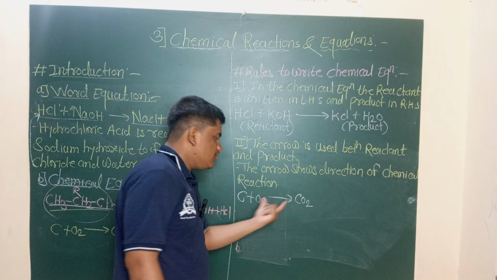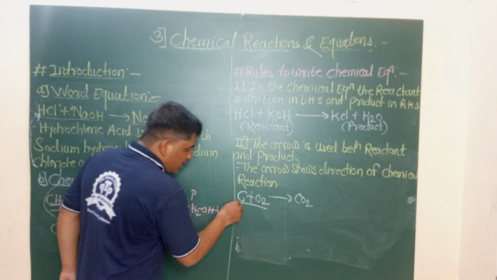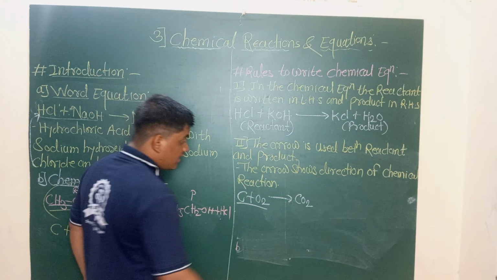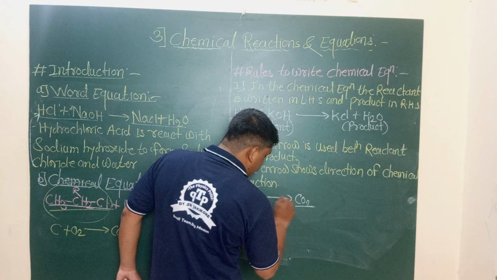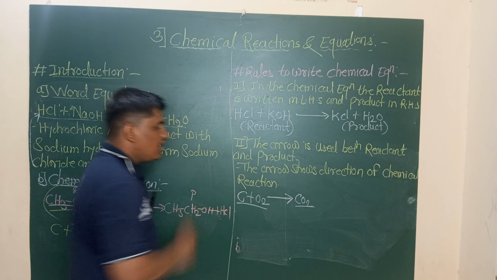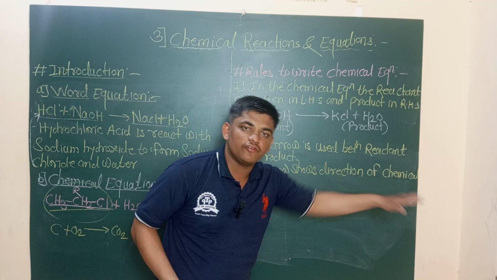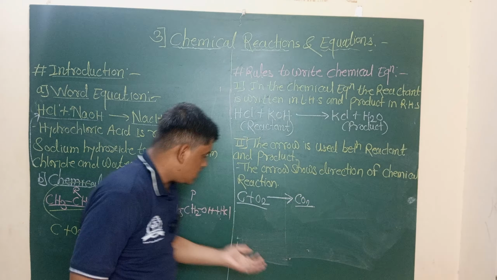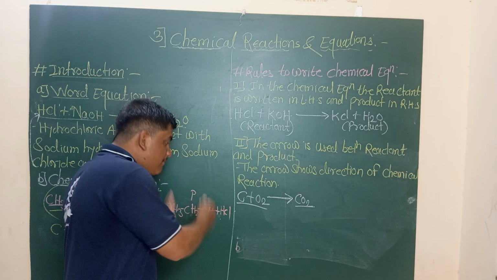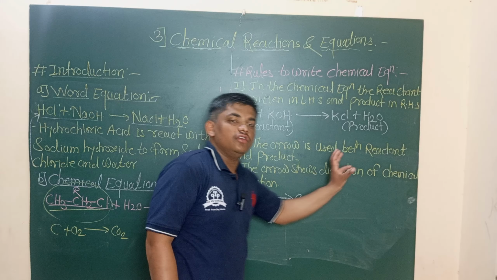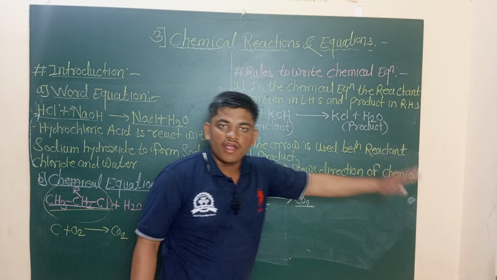Carbon and oxygen combine to give carbon dioxide. Carbon and oxygen molecules are the reactants, and carbon dioxide is the product. In between them, we use an arrow, and this arrow shows the direction of the chemical process, or the direction of the chemical reaction. That means the chemical reaction happens from carbon and oxygen to carbon dioxide.